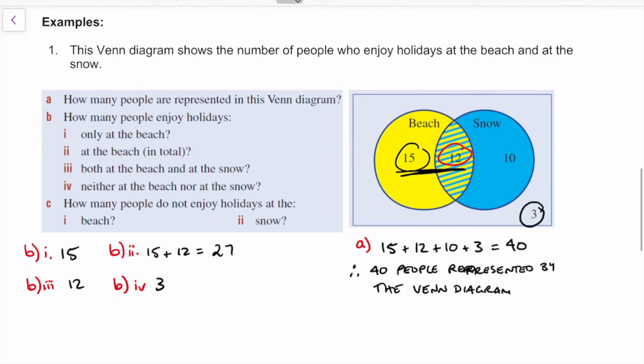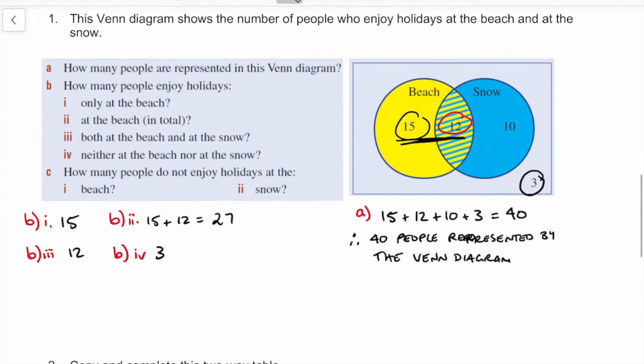Let's look at question C now. Question C. How many people do not enjoy holidays at the beach? Well, that's our snow-only people plus our neither people. So that's our 10 for our snow-onlys, plus the 3 for the no holiday, gives us 13.